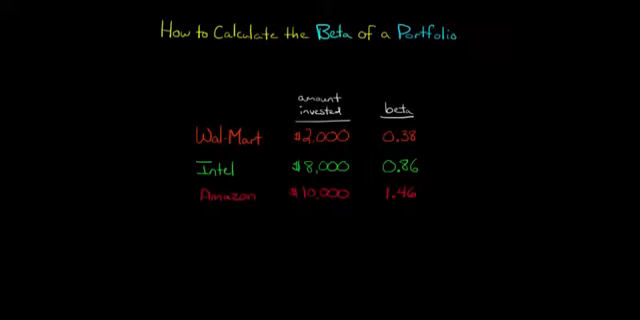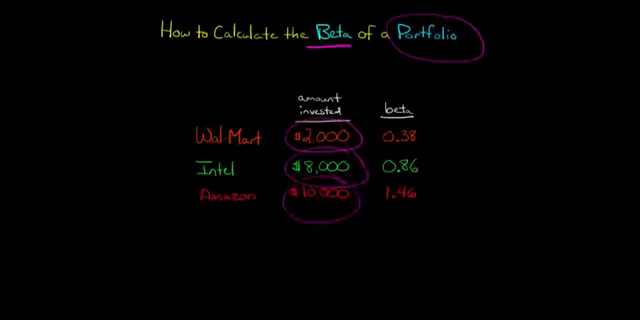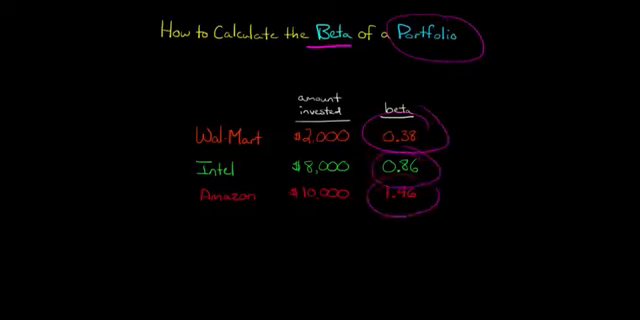In this video, we're going to talk about how to calculate the beta of an entire portfolio. So let's say that you invested $2,000 in Walmart stock, $8,000 in Intel stock, and $10,000 in Amazon. And you know the beta for each of these firms. You can go to Yahoo Finance and look up and say, okay, Walmart is 0.38, Intel's 0.86, and Amazon's 1.46.